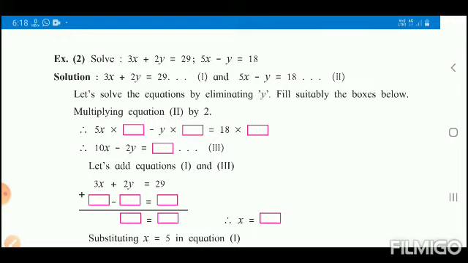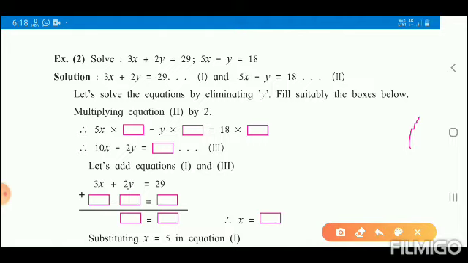They said there, what you have to do, see here, the equations are 3x plus 2y is equal to 29 and 5x minus y is equal to 18. They consider 3x plus 2y is equal to 29 as equation number 1 and 5x minus y is equal to 18 as equation number 2. Let us solve the equations by eliminating y. Fill suitably the boxes below.